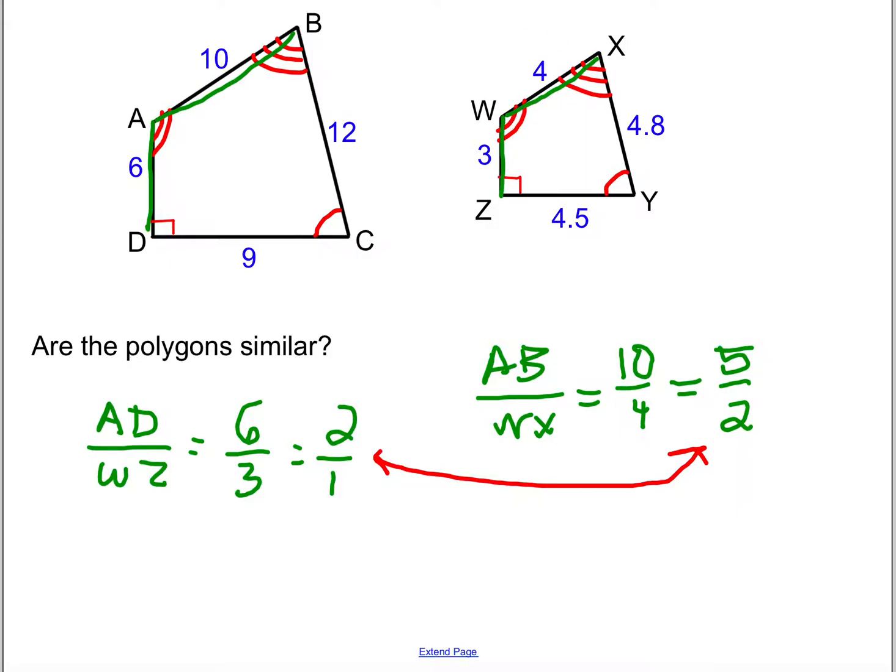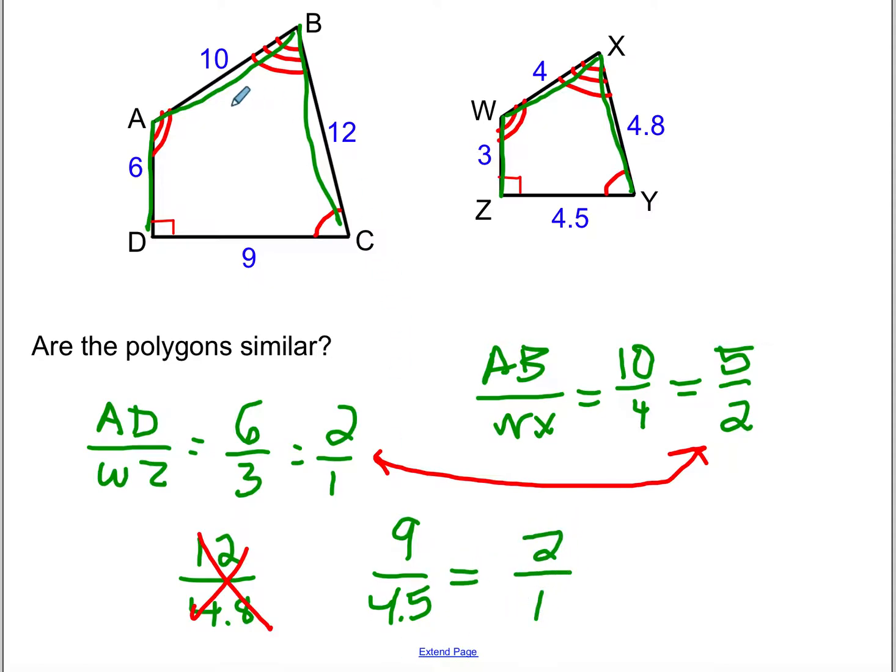We could keep going, and let's do that just for practice's sake. BC and XY is a 12 to 4.8 relationship. That's also not 2 to 1. So that would be more evidence that these two quadrilaterals are not proportional. And DC to ZY would be 9 over 4.5, which is a 2 to 1 relationship. But it doesn't matter, because in order for these to be similar, every single pair of corresponding sides has to have the same relationship. And since two of them do, but two of them don't, it doesn't matter. These polygons are not similar. All right? They are not similar.